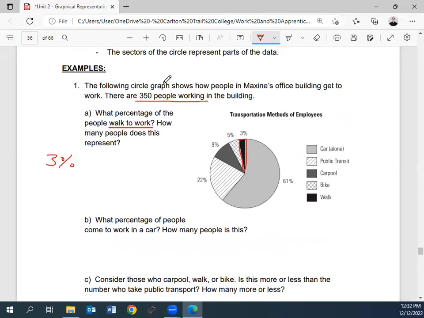Most people are totally fine with reading the graphs. It's when we're trying to figure out how many people this represents. So now I don't want to know what the percentage of people is, I want to know how many people actually go in there. This is where some people struggle a little bit. So an easy way to think about this is, this is 3%, right? 3% of what? If you ever see the word "of" in math, that means times. 3% of 350 people.